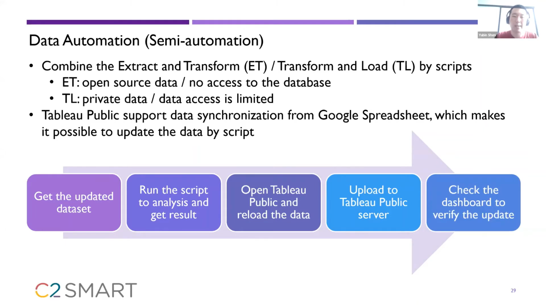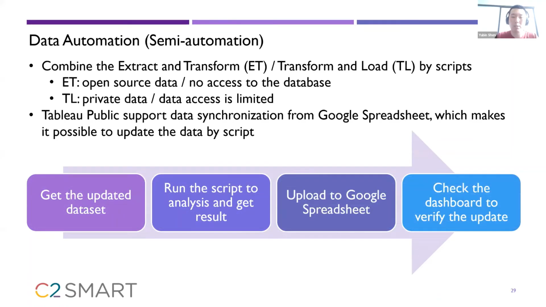So that's the semi-automation. Also I want to mention that Tableau Public supports data synchronization from Google spreadsheet, which will save one step. We do not need to open the Tableau Public to reload the data. We can just pump the data to the Google spreadsheet, and the Tableau Public will get the data from Google spreadsheet automatically. The frequency is once per day. I think the frequency is good enough for general use.